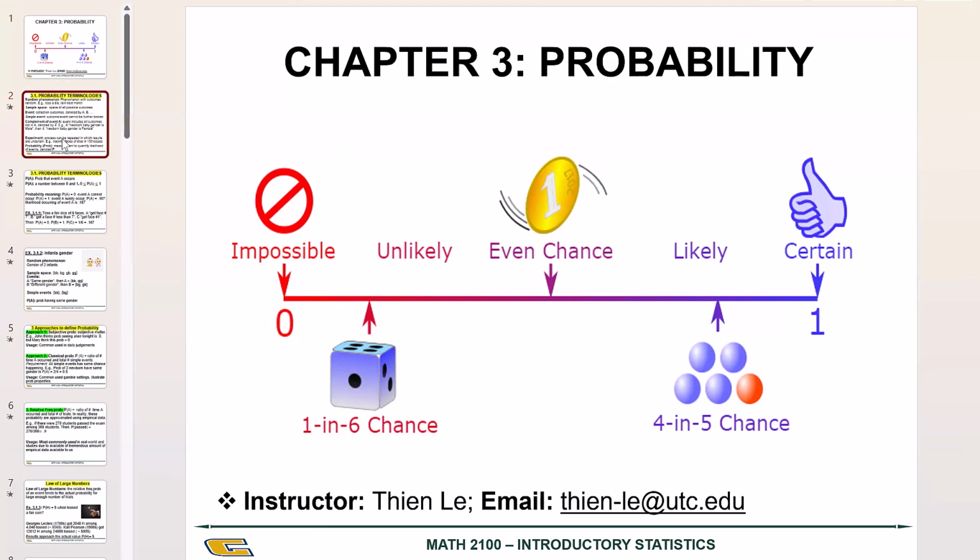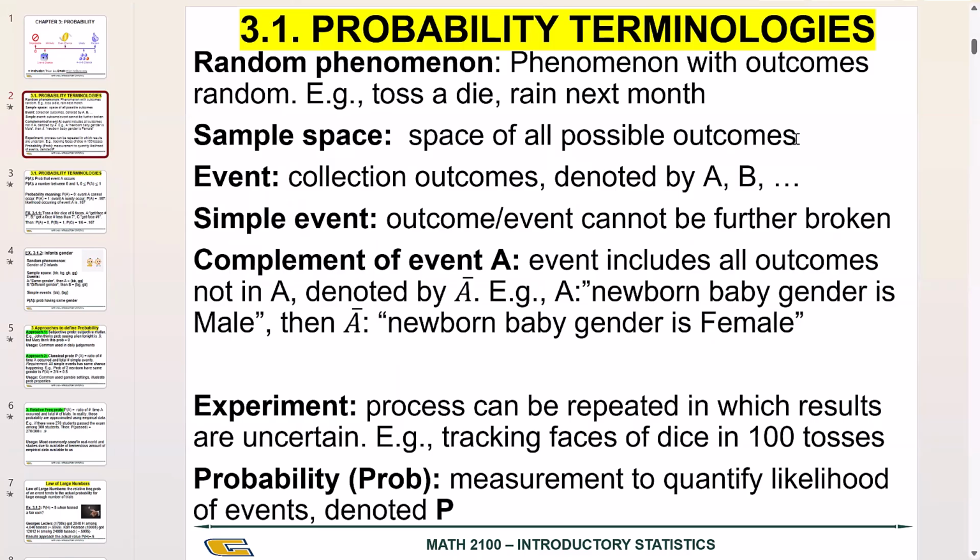So let us look at some terminology first. The first terminology is a random phenomenon. It's a phenomenon with random outcome. So for example, if you toss a die, you know that the outcome can be 1, 2, 3, 4, 5, 6, but for sure you don't know in advance which one is going to land, right? I call this a random phenomenon.